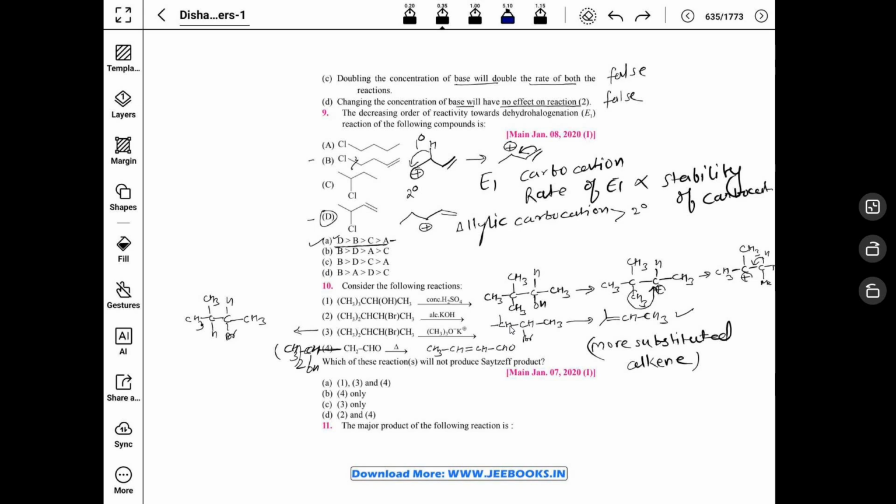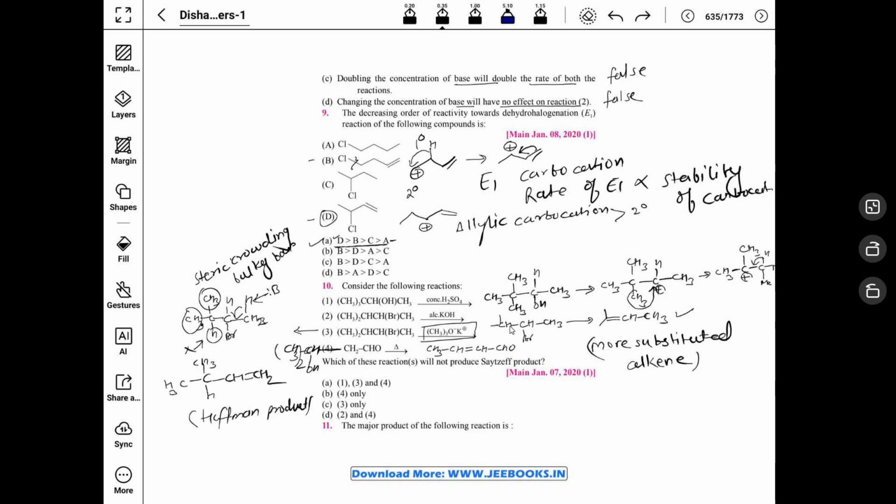Now let's look at option 3. In option 3, you have two beta hydrogens. One is this, and another is from this methyl. But since this tertiary butoxide is a very hindered base, it will not be able to abstract this proton. Not possible because of the steric crowding here, steric crowding and bulky base. Therefore it will prefer to abstract the proton from this place and give the less substituted alkene, and this is the Hofmann product.